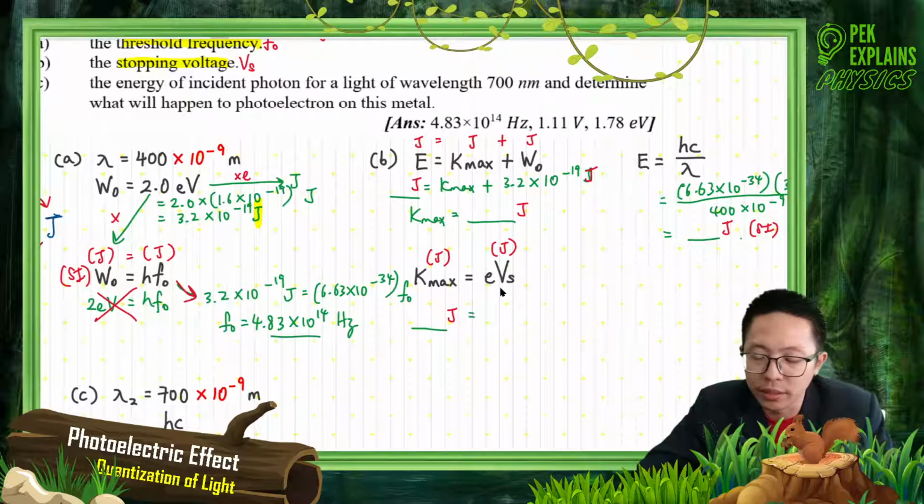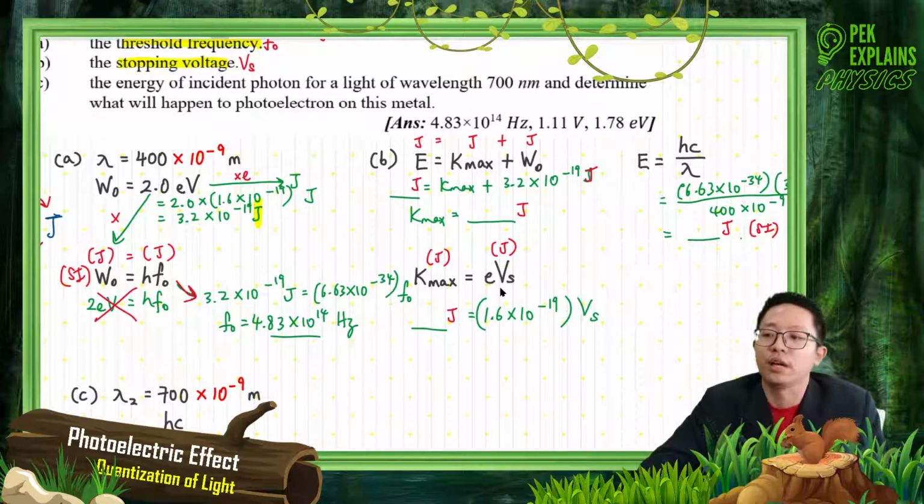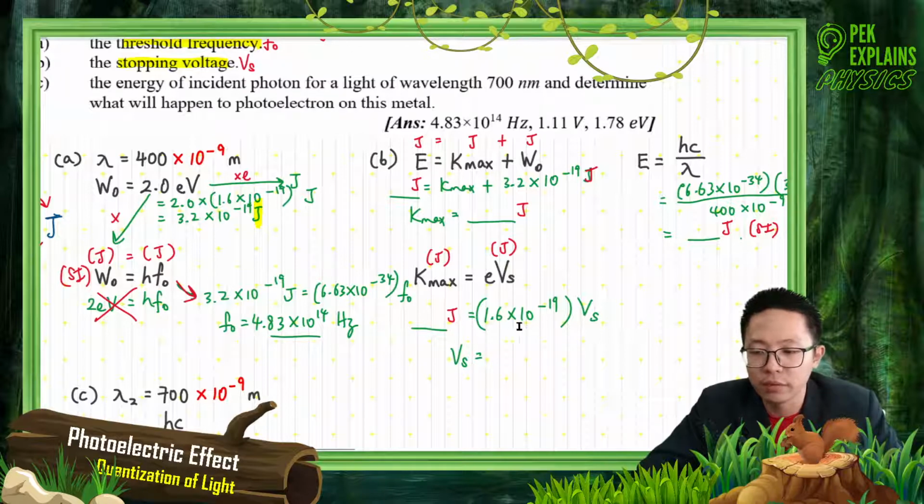E is the electron charge, 1.6 exponent negative 19. And then I get the stopping voltage. From this one, I can get the stopping voltage, which is equal to, I divide the kinetic energy with this electron charge, 1.6 exponent negative 19. I got the stopping potential.